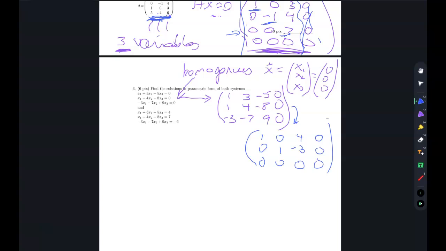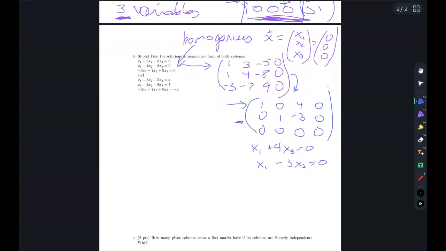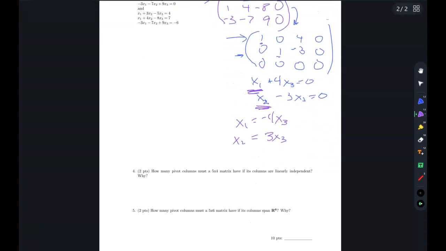All right. This first row says x1 plus 4x3 equals 0. And the second row says x2 minus 3x3 equals 0. You must go further for the solution. So now you solve for your basic variables. Those are the pivots. The pivots are your basic variables. So x1 is negative 4x3. x2 is 3x3.